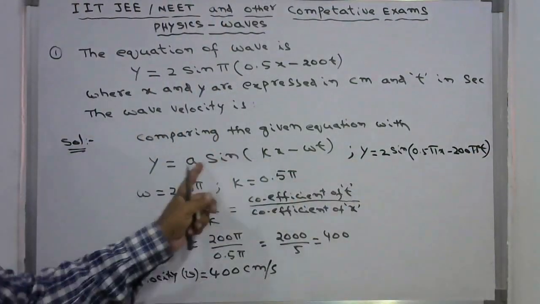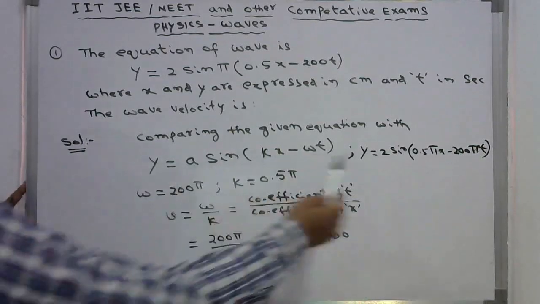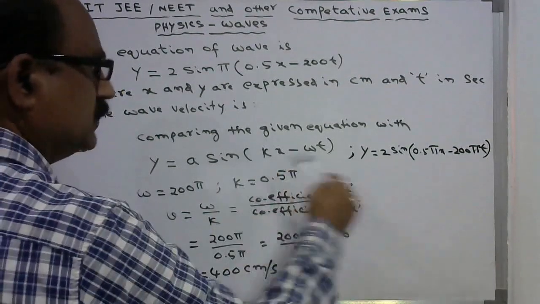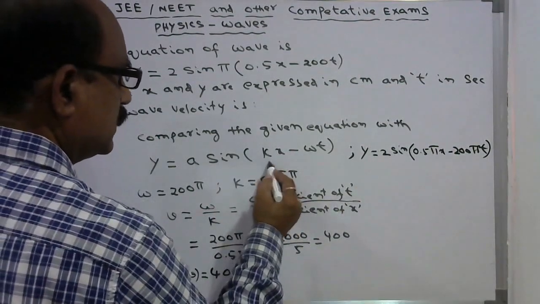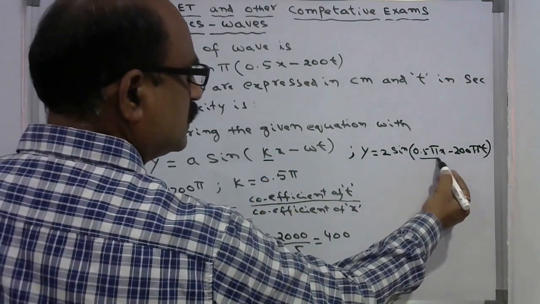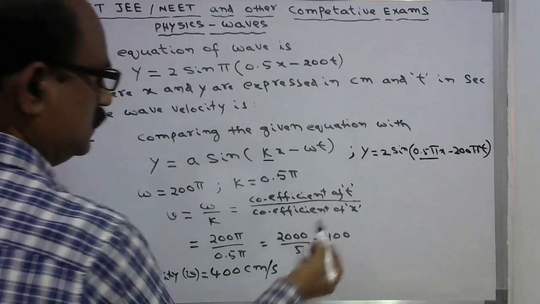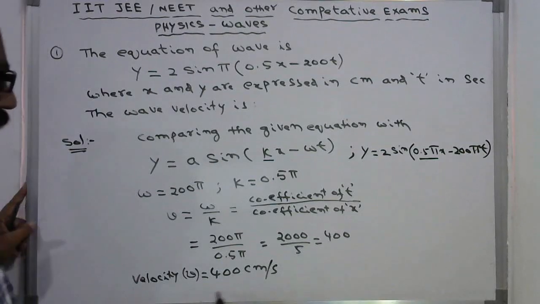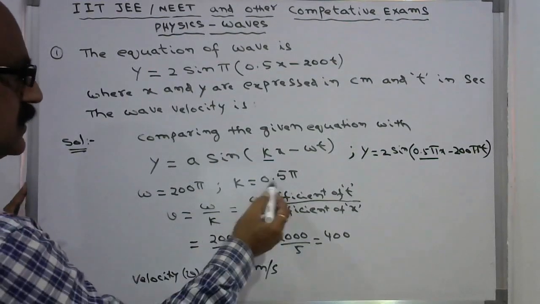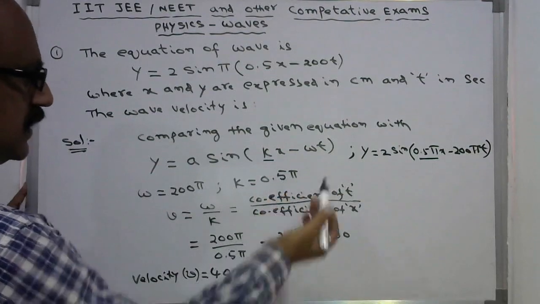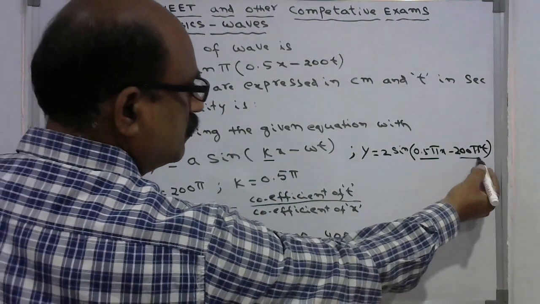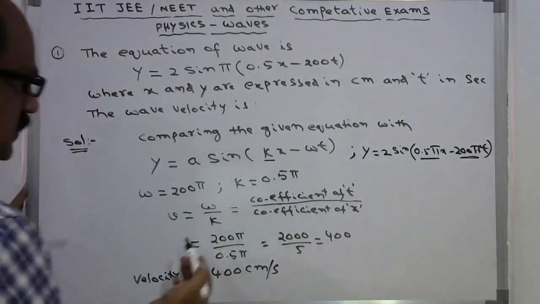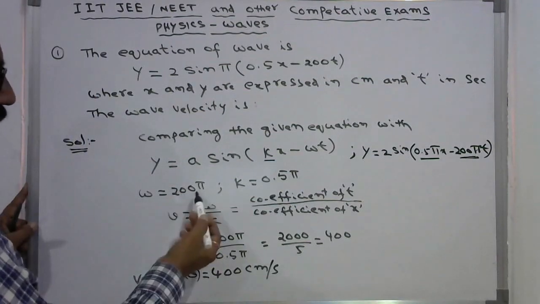So if you compare these two equations, this A is given as 2 centimeters, and within the brackets, instead of k, the value is given. This is the coefficient of x. So I write here coefficient of x is k. K is equal to 0.5 pi. And next, coefficient of t, this is the coefficient of t. Omega is how much? That is 200 pi.